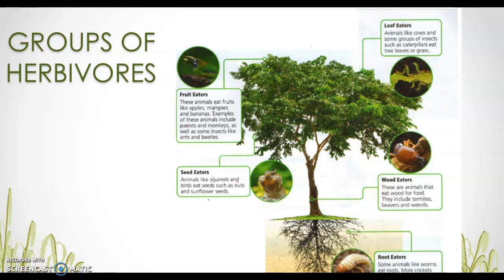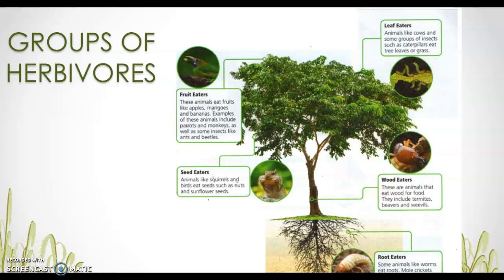¿Qué quiere decir esto? Que los herbívoros se pueden clasificar de acuerdo a la parte de la planta que ellos se comen. So the animals that eat fruits are called frugivores, or we can call them fruit eaters. So they love bananas, apples, mangoes, etc.